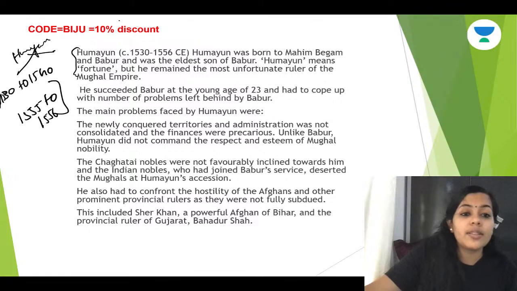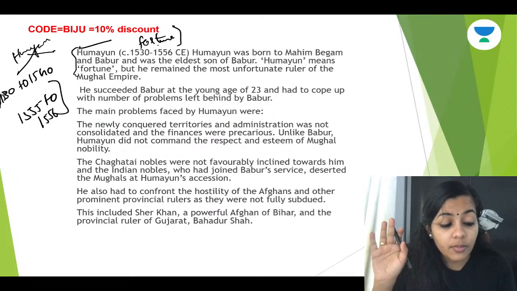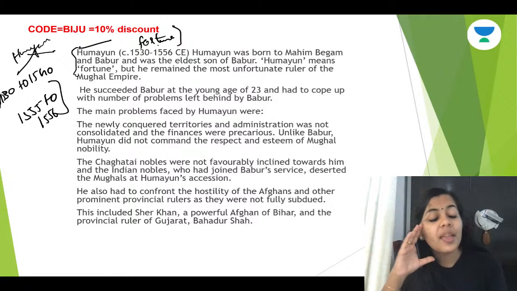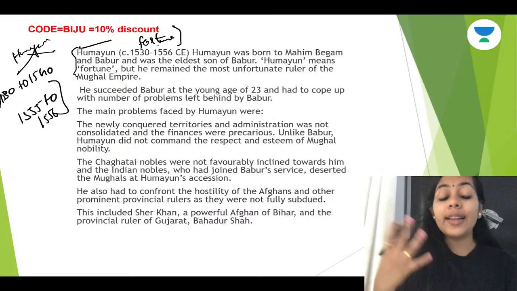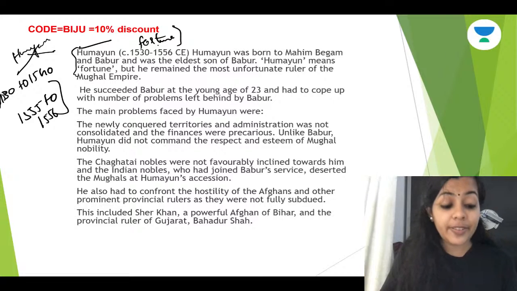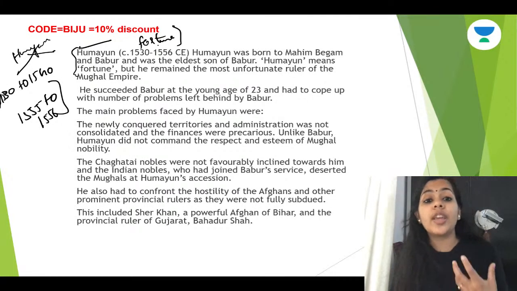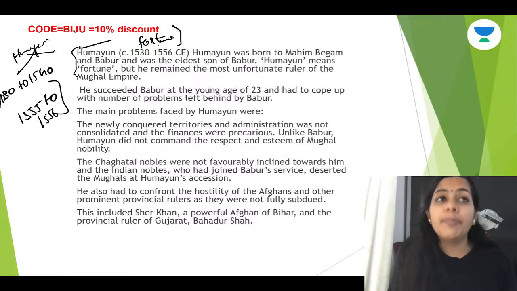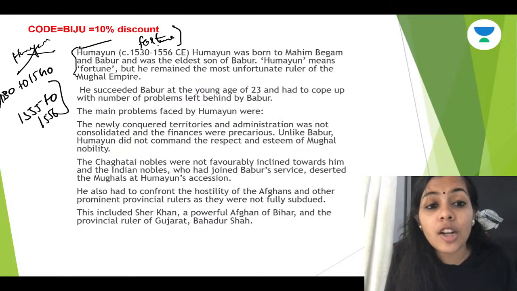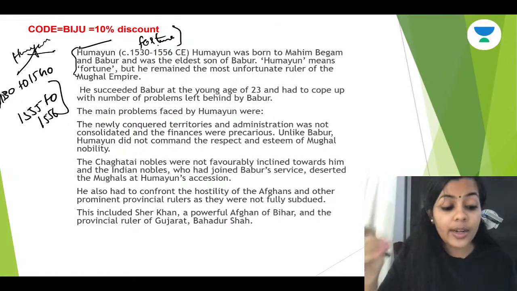What is the meaning of the word Humayun? Humayun means fortune. But this person was really unfortunate. He acquired a lot of wealth, a difficult but rich legacy, a rich kingdom from his father, Babur, and there were many internal conflicts and internal crises.